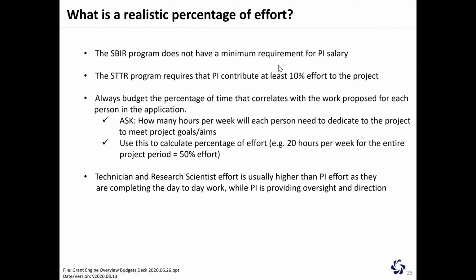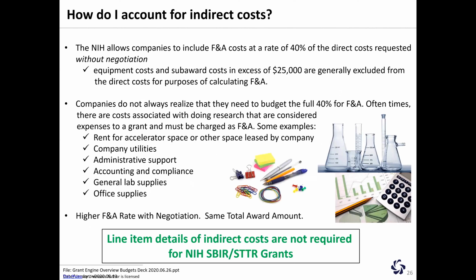Percent effort, there's no minimum for SBIR program, but generally 10% is a good rule of thumb for SBIR. It's mandatory for STTR. And here, we talked a little bit about the approach to calculate percent effort. Go back and read these slides later. It's really valuable.